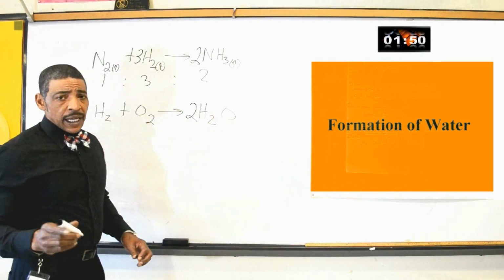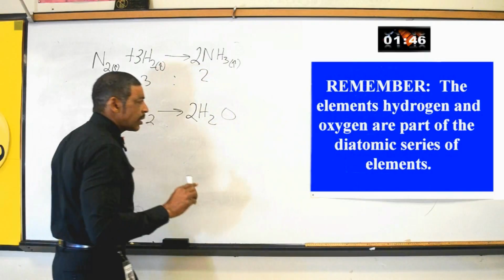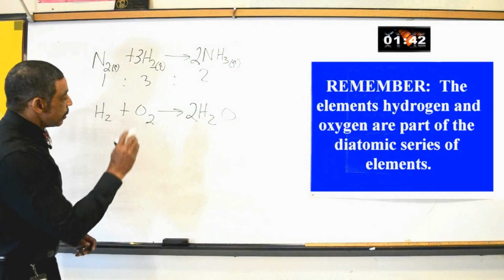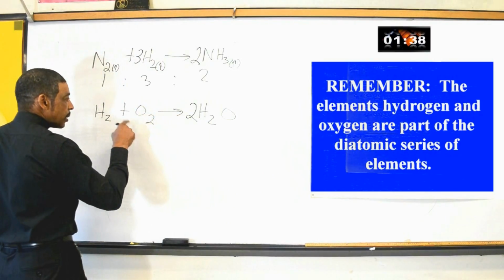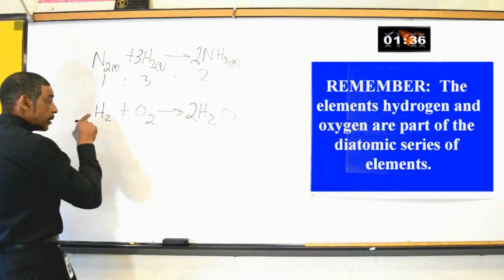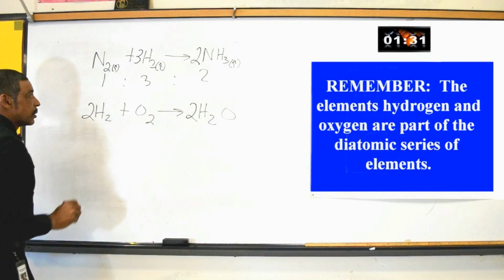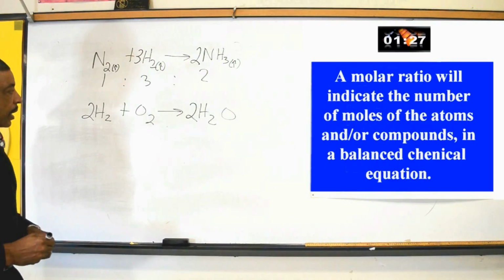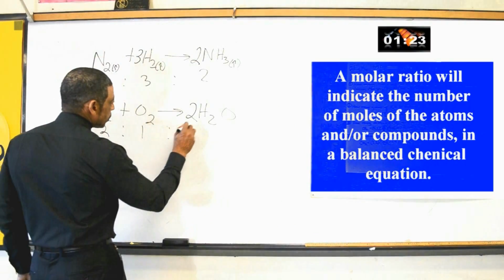Remember, you may not balance with a subscript, nor may you place a coefficient between the elements in a formula. You can't do that. This means we now have 4 hydrogens, so the O's are balanced, but the H's are out of balance. Place a 2 in front of the H2, and the moles of atoms are now balanced, and the molar ratio will be 2, 1, 2.